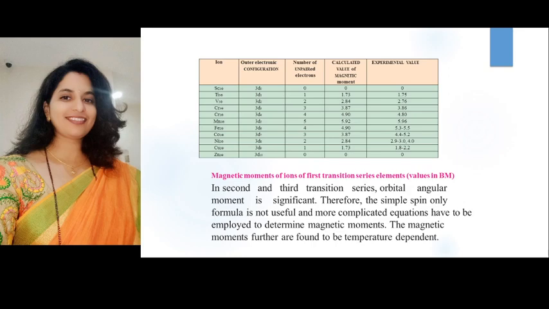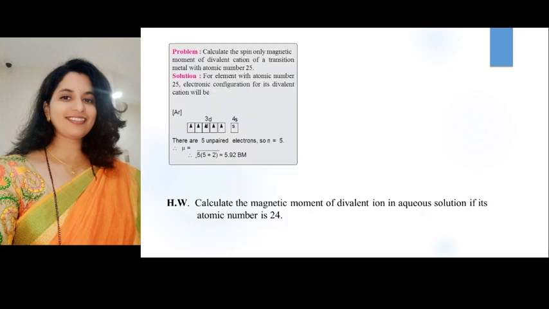In second and third transition series, orbital angular momentum is significant. Therefore, the simple spin-only formula is not useful and more complicated equations have to be employed to determine magnetic moment. The magnetic moments further are found to be temperature dependent.